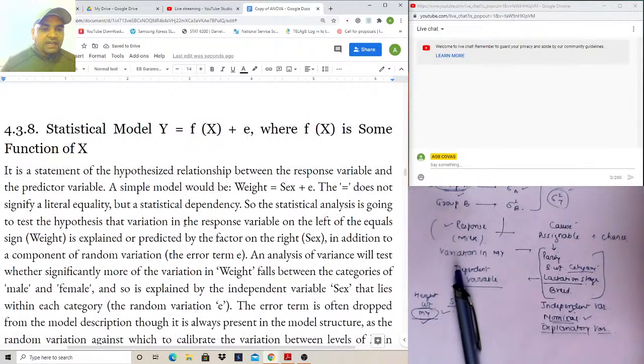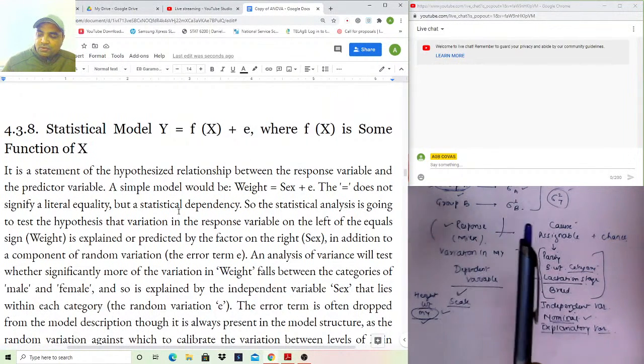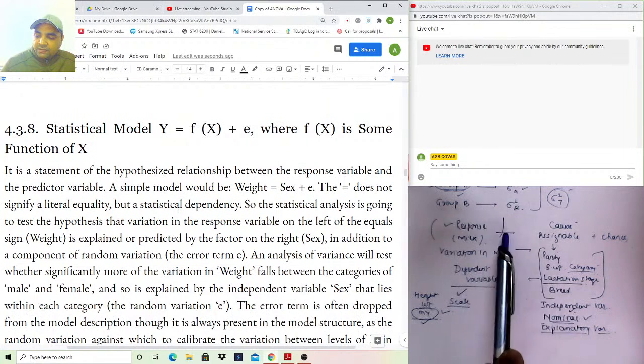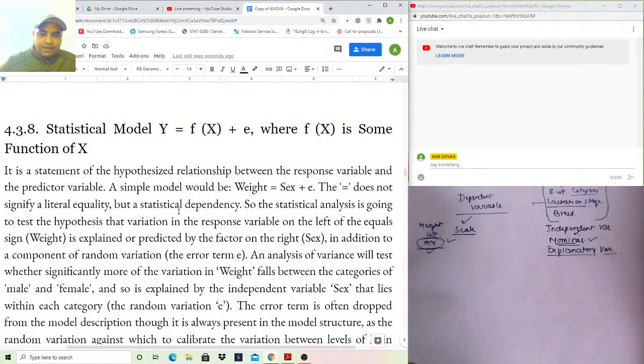Now comes your statistical model. What is a statistical model, right? Here it is written that y is equal to f(x) plus e, where f(x) is some function of x. So a statistical model is nothing but a hypothesized relationship between the response variable and the predictor variable. You have this response variable, you have the causes, so it gives you an association or an equation between the response variable and the predictor variable, right?